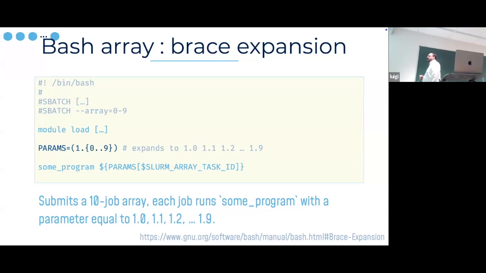You can also play with the bash curly braces expansion like this, because remember you can only have integers. So if you want to iterate over a sequence of real values, you can use a construction like this. This will expand to 1.0, 1.1, 1.2, and so on. And so you can run some program on 1.0 in one of the jobs, and then on 1.1 in the second job of the array, and so on.